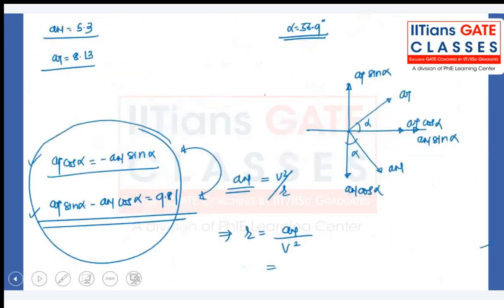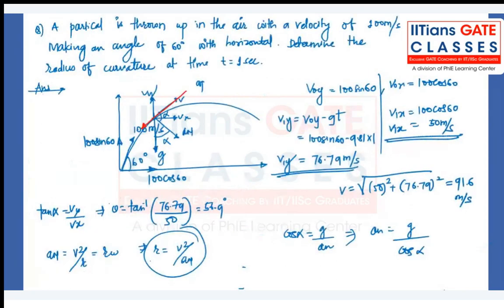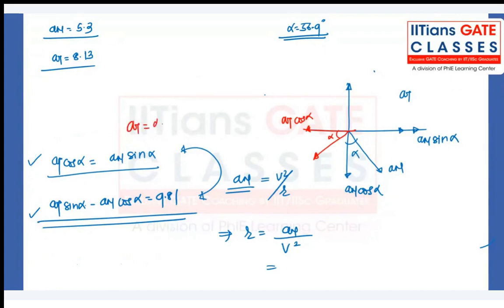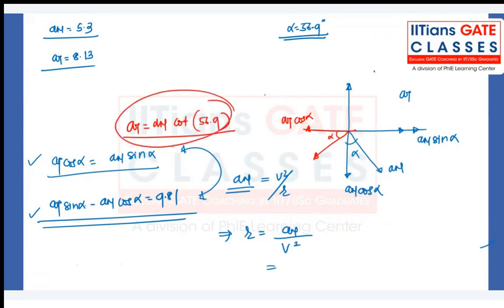And in the next slide, AT will be in this direction. So AT cos of alpha is equal to AN sine of alpha. So basically you will get AT equal to AN times cot of alpha. What is the alpha value? 56.9. Put this value of AT into the below equation. What is the below equation now? AN cos of alpha plus AT sine of alpha is equal to 9.81. Okay, so now this is more correct.